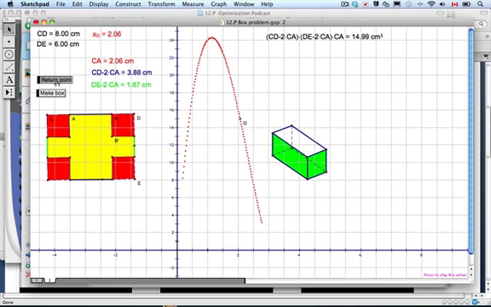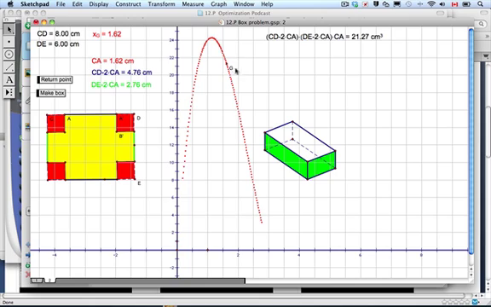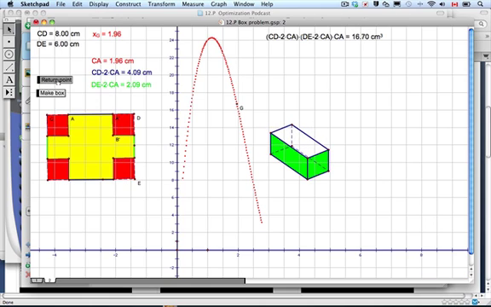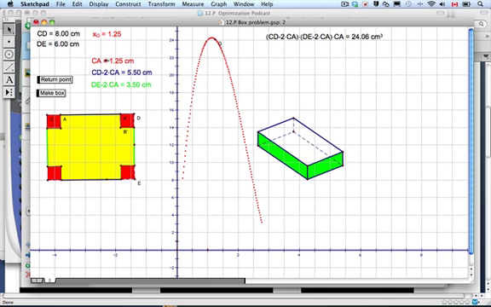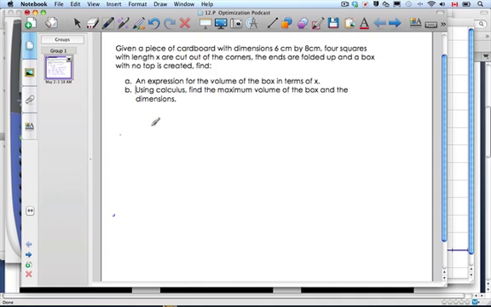This point G over here is tracing out the volume, and we're looking for the maximum volume, up around here somewhere. But we have to use calculus to find it exactly. We know how to solve for maximums, so here we go.